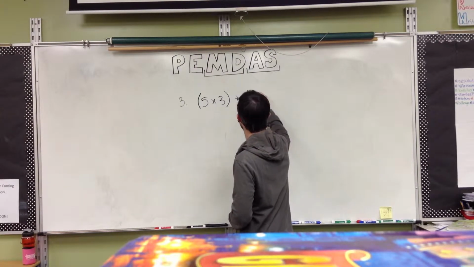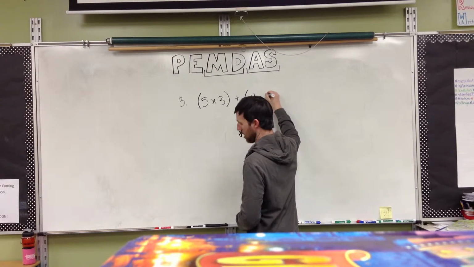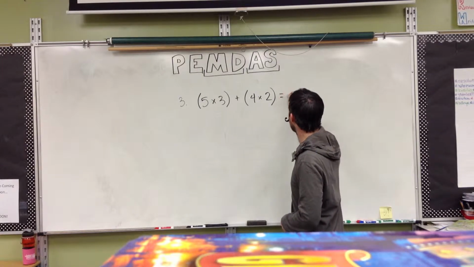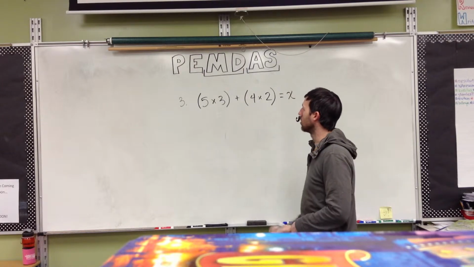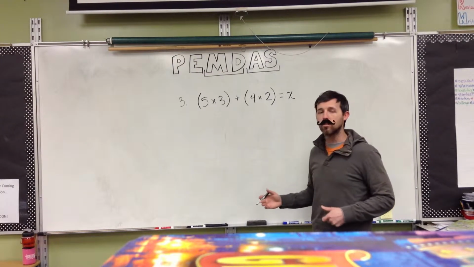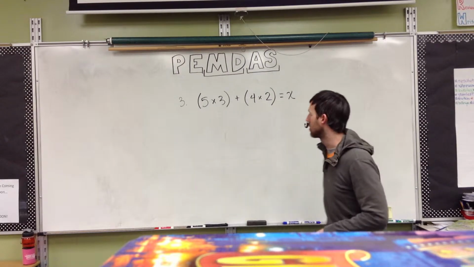So we have 2 sets of parentheses here. And we have 5 times 3. And we have 4 times 2 inside of parentheses with an addition symbol in the middle. So while we're getting a little harder, nothing still changes. We still do what's inside the parentheses first, because that's always what is first.